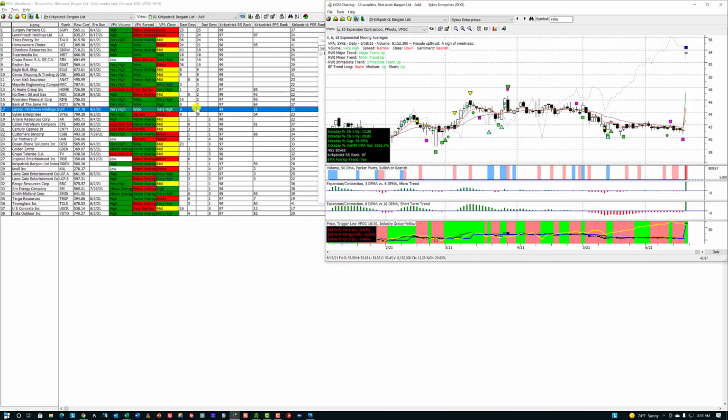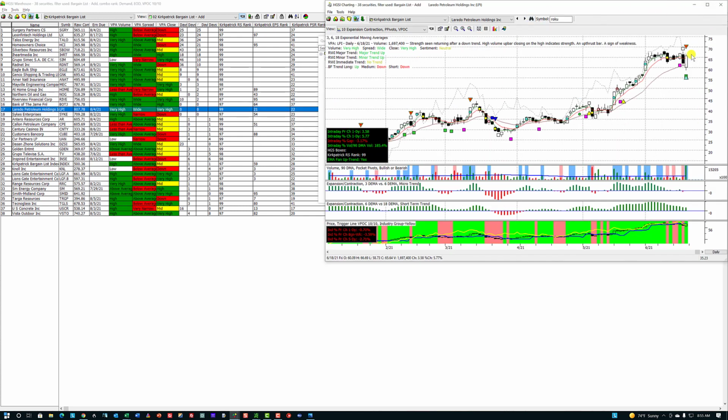Let's look at Laredo Petroleum Holdings. You can see that this has been a strong stock in an uptrend, but it's been chopping around here. It went from expansion to contraction, and now it's showing some signs of support. When I buy it here, I'd wait for it to put a buy stop above all this over here, because it can really get bogged down.